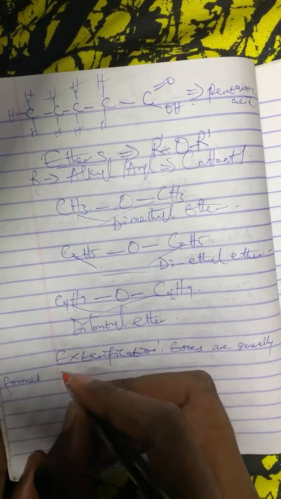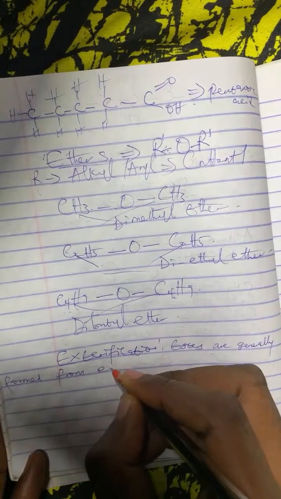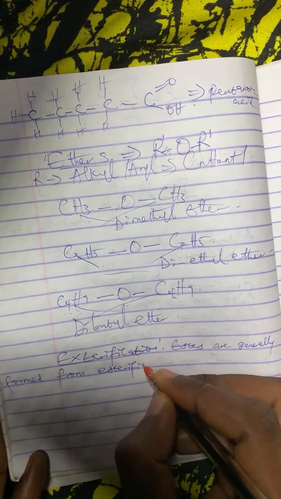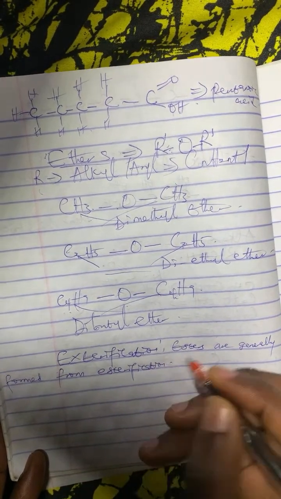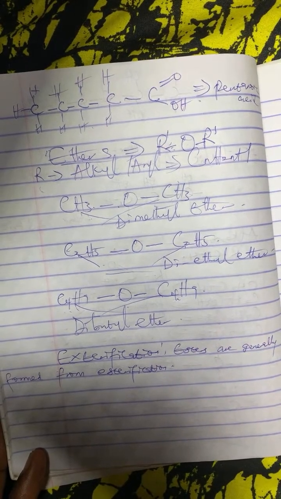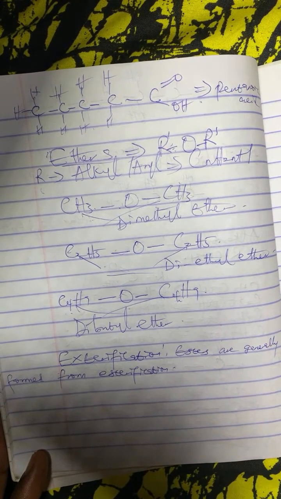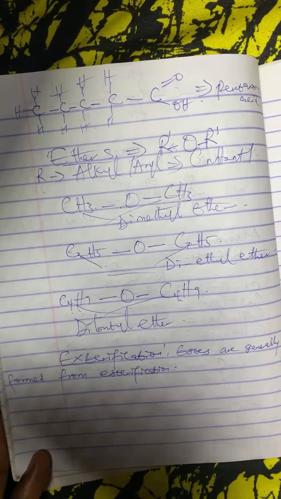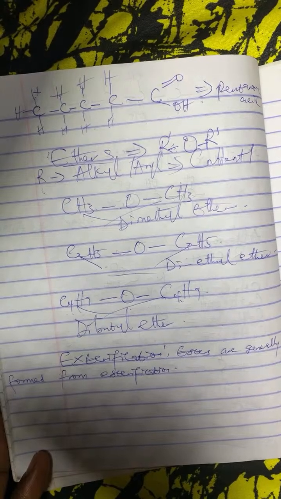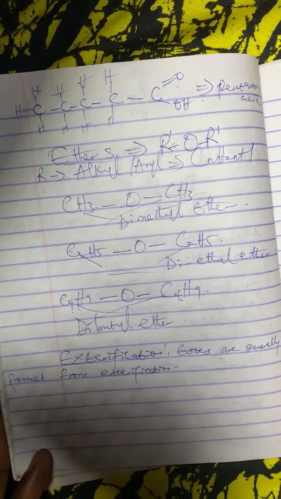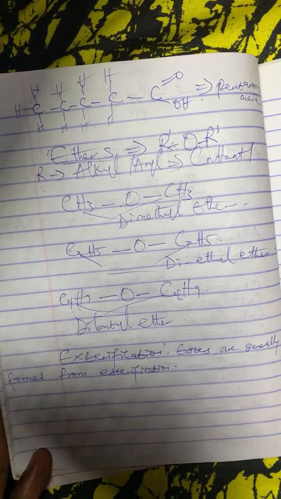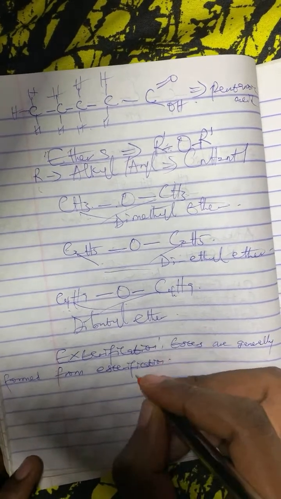So esters are generally formed from what? Esterification. Now the question is, what is esterification? Esterification is when we have an alkanoic acid react with an alkanol to form an ester and water. Look at the esterification reaction here.